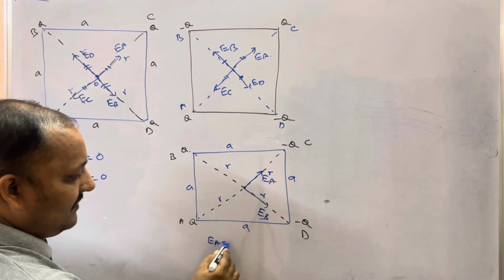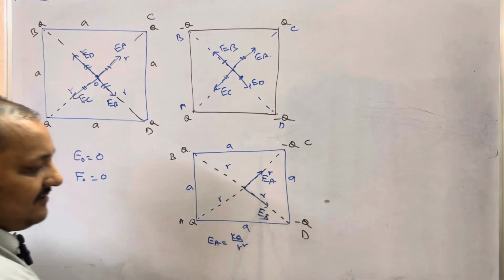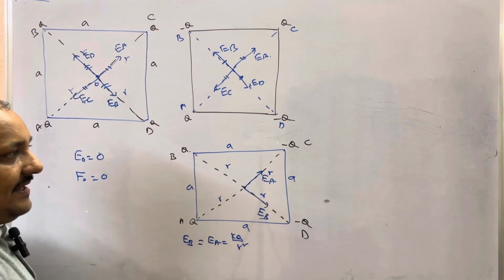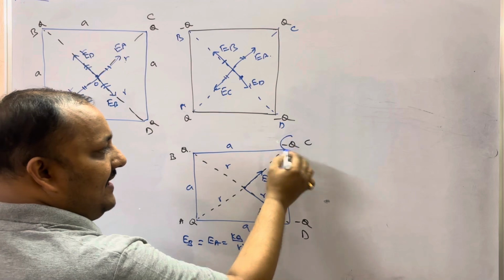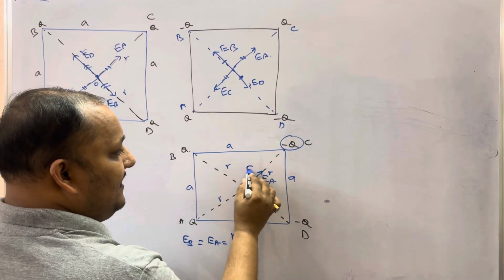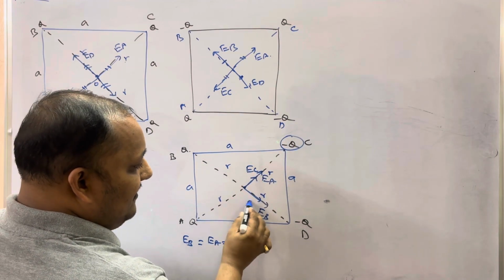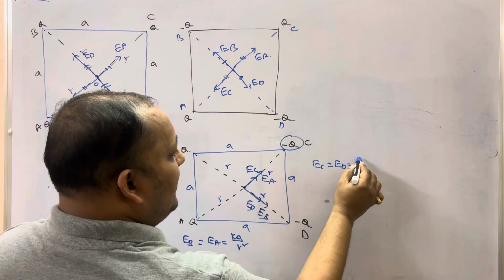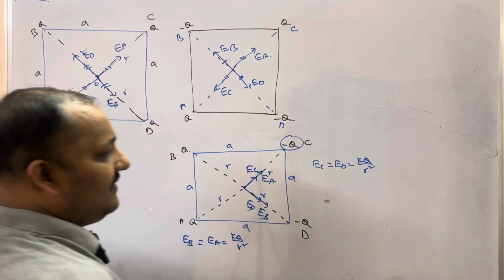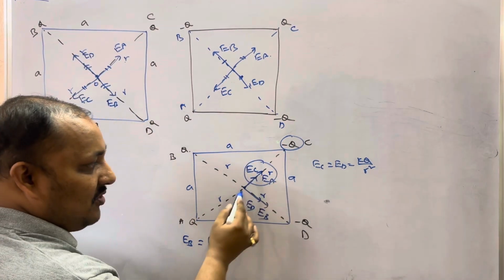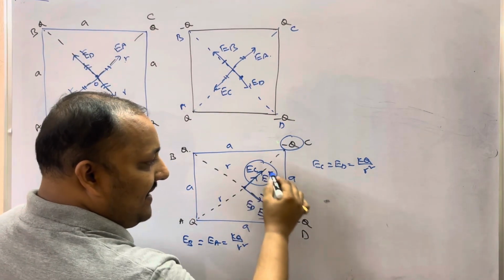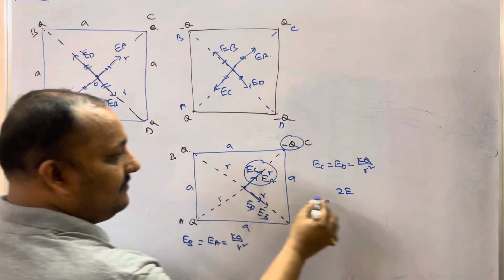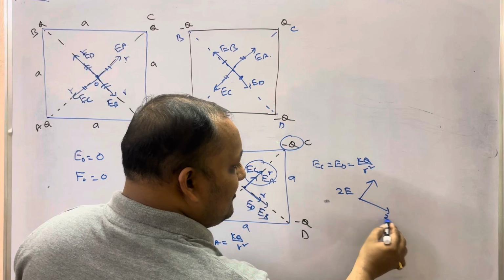So, EA is equal to KQ by R square. EB also the same. Next, what is EC? EC is a negative charge. Therefore, EC will be coming towards. Like that, ED also will be coming towards. What are EC and ED? Both are also the same, KQ by R square. Now, EA and EC are in the same direction, and same direction means you have to add. So, 2E you will get because both are the same. This is also 2E you will get.